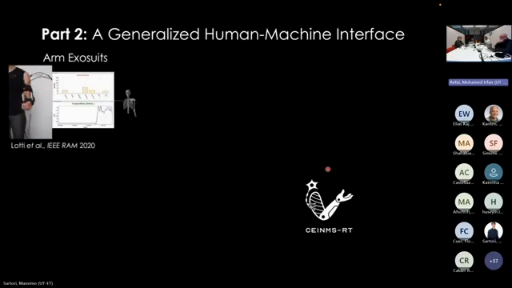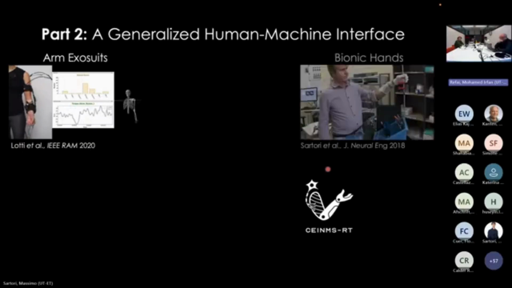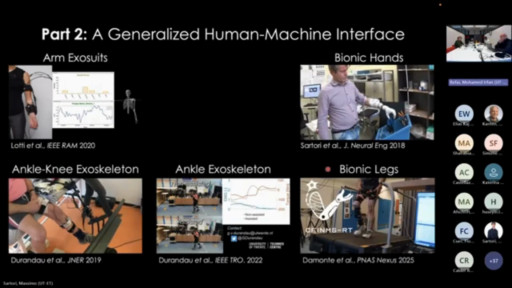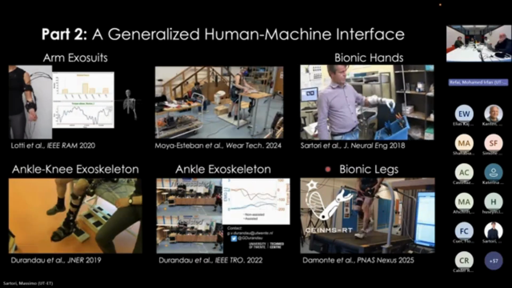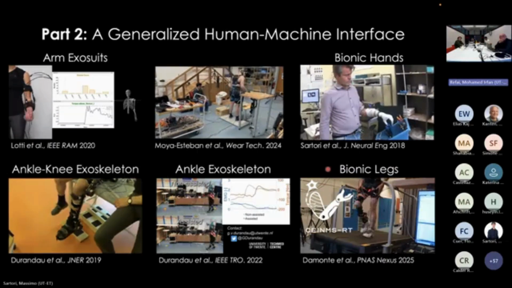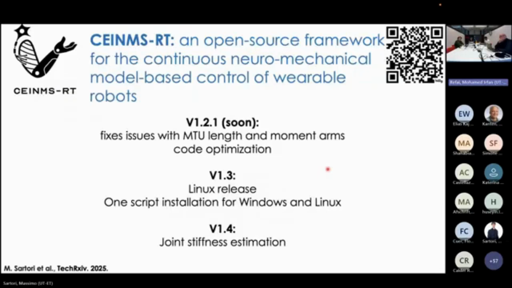So again, this is just a summary of how you can use CEINMS to really control, in a very generalizable way, robots such as arm exosuits, arm prostheses, lower limb exoskeletons, lower limb prostheses, and trunk exoskeletons. So it's a very generalizable human-machine interface that we made open source, and we hope that it will be useful for you guys. This is my last slide. This is again the QR code that directs you towards the GitHub. And this is a very brief guideline of what's coming next.